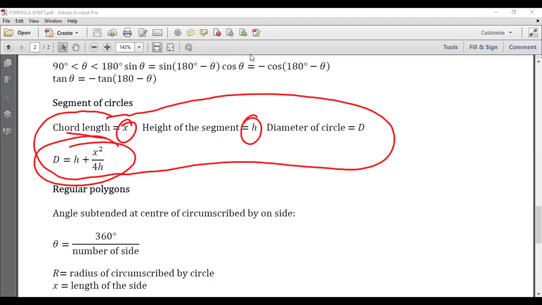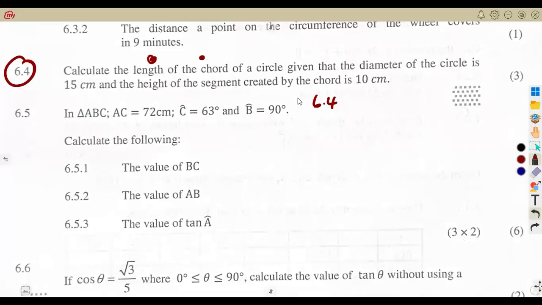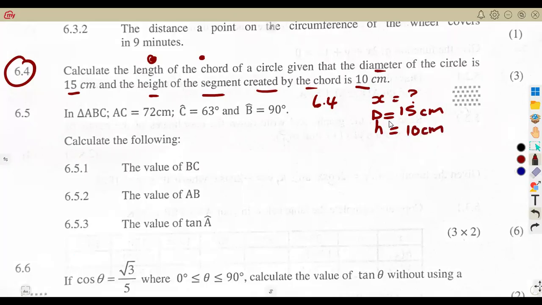All right. So in this case, we are asked to calculate the length of the chord. We saw that the length of the chord is x. So we need to calculate x. Given the diameter is there. They gave us the diameter, 15 centimeters. The height of the segment created by the chord is 10 centimeters. They also gave us the height, which is our h, 10 centimeters. So on that formula, you saw that the formula is given for the diameter. D is equal to h plus x squared over 4h, like this. As you need to calculate the value of x.